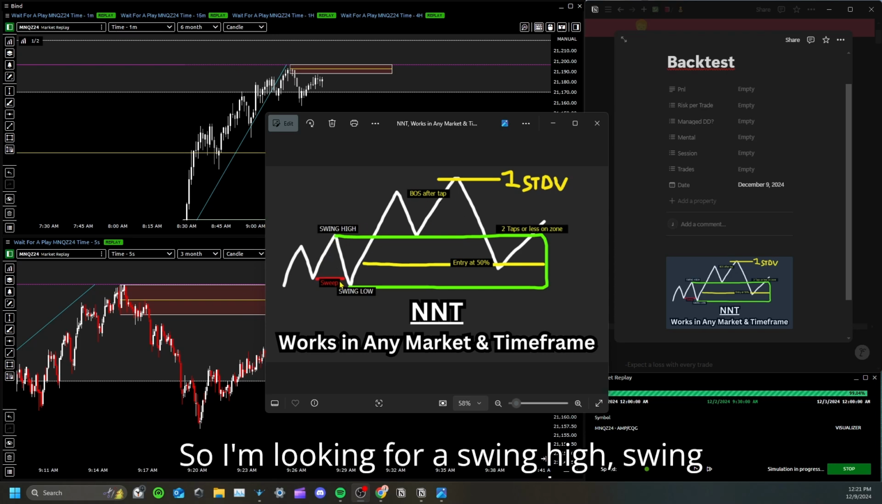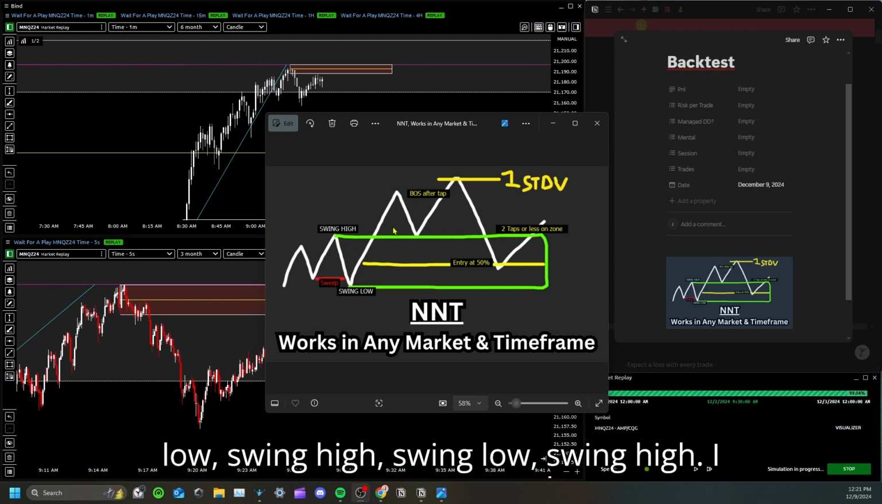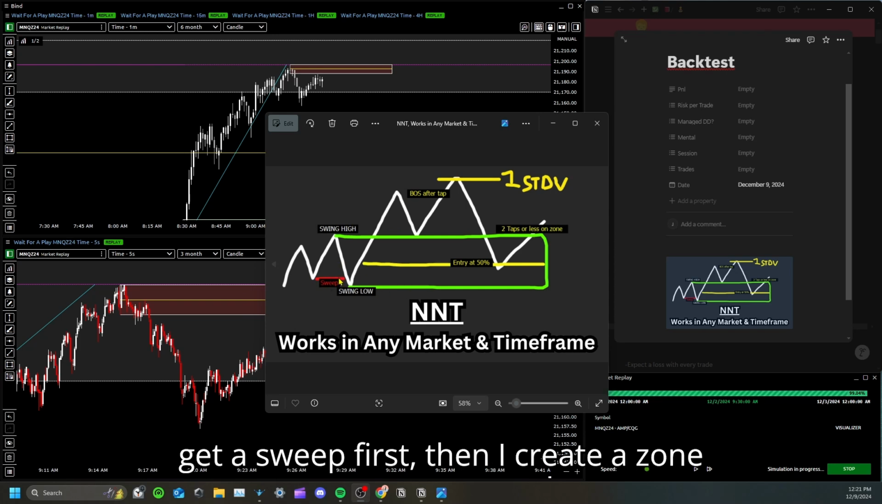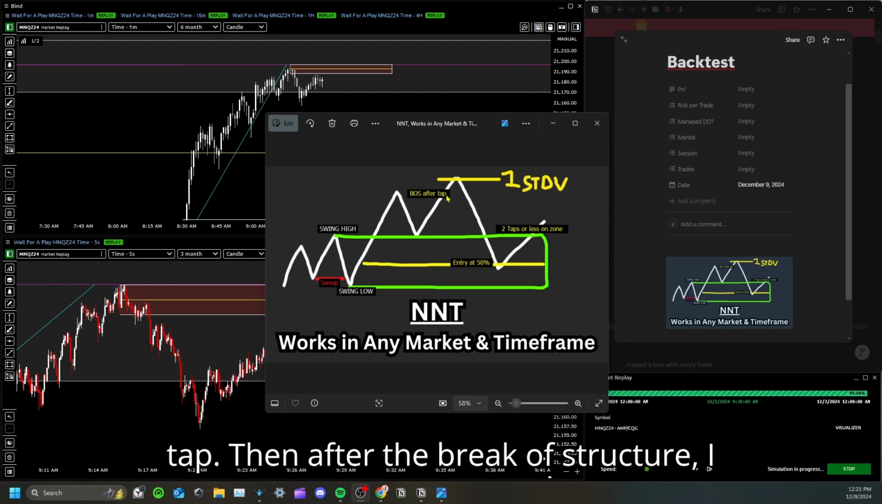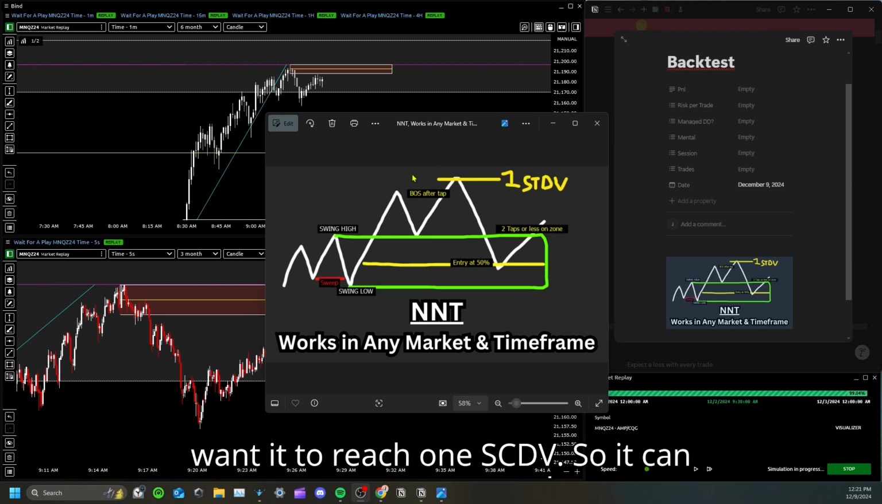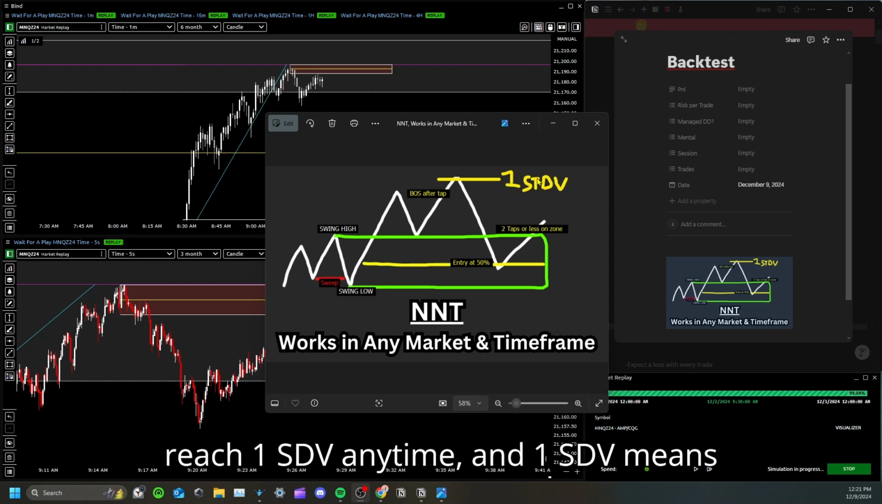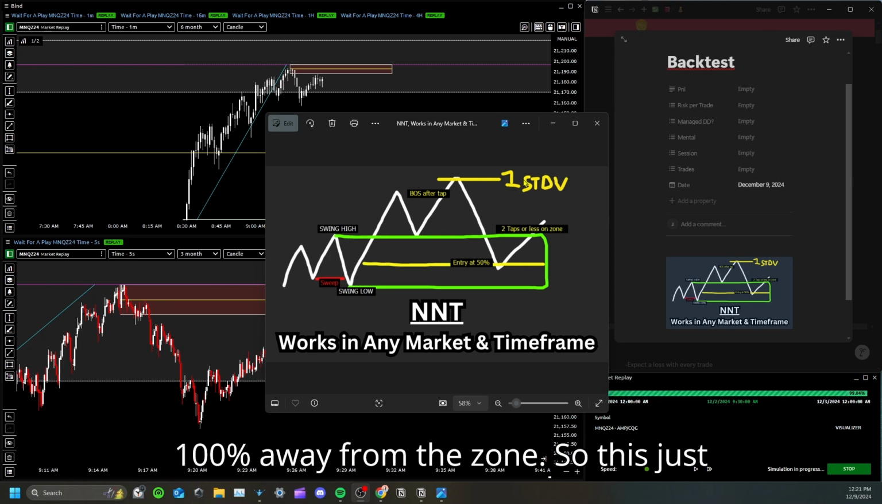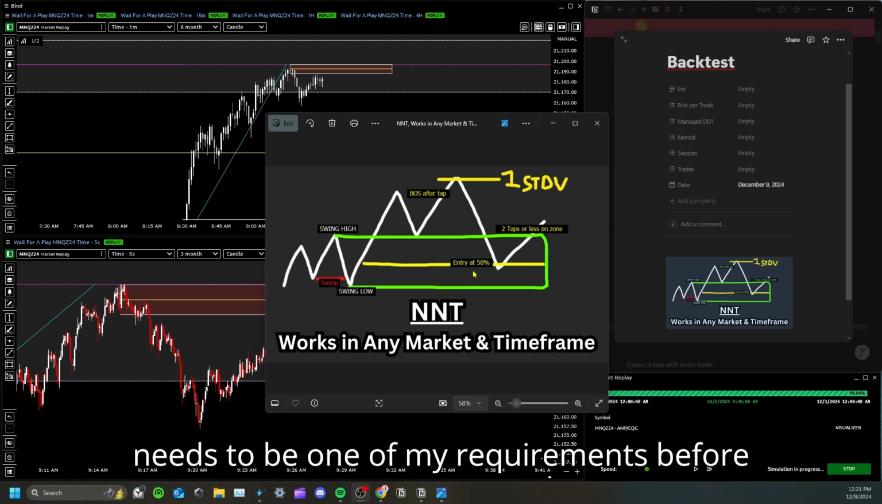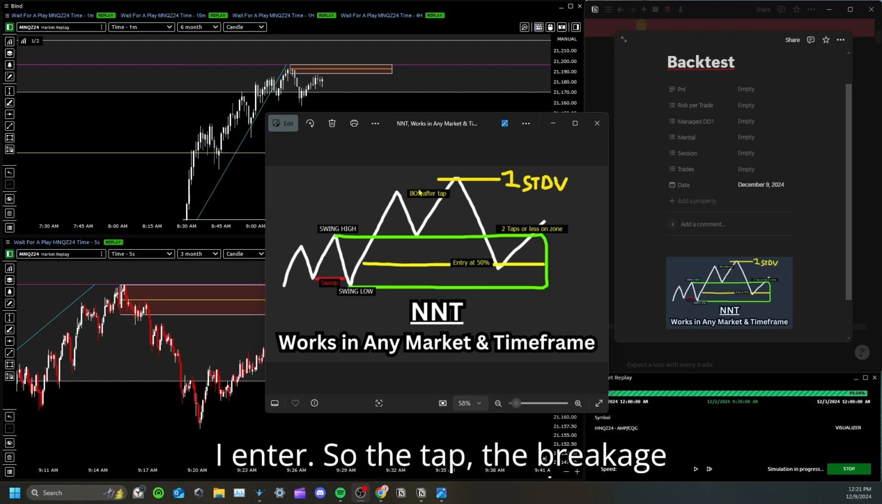So I'm looking for a swing high, swing low, swing high, swing low, swing high. I get a sweep first, then I create a zone after that sweep. I want a tap on the zone and a break of structure after the tap. Then after the break of structure, I want it to reach 1 SCDV. It can reach 1 SCDV anytime, and 1 SCDV means 100% away from the zone. So this just needs to be one of my requirements before I enter. The tap, the break of structure, and the 1 SCDV need to all happen.